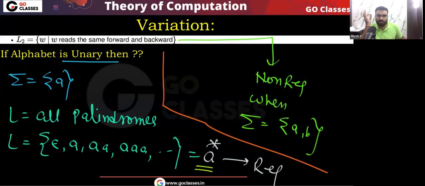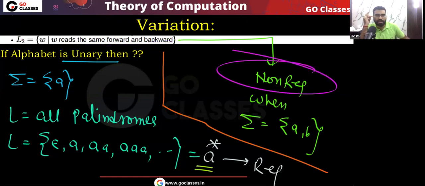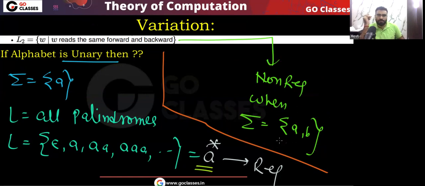In the GATE exam, whatever question is given to you, you should take care. In the previous lecture we have already seen that this set of all palindromes is non-regular when the alphabet is A comma B. When your alphabet has at least two symbols, then this palindrome language is non-regular. But if your alphabet is unary, then the language becomes A star, which is regular. Okay, now let's move on.